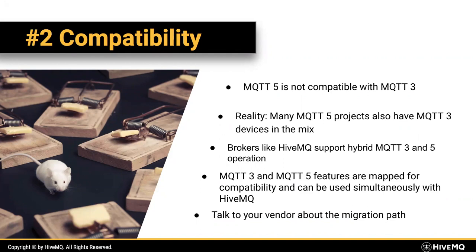The thing is, some broker vendors invested some time and made compatibility layers. So we also did this, and basically you can use MQTT3 and 5 at the same time without anything to take care of, because the broker takes care of the mapping and the compatibility between the protocols. So we do this for our customers. If you're using another broker, make sure to also talk to your broker vendor about what the migration path is and how to make sure that this is very seamless.